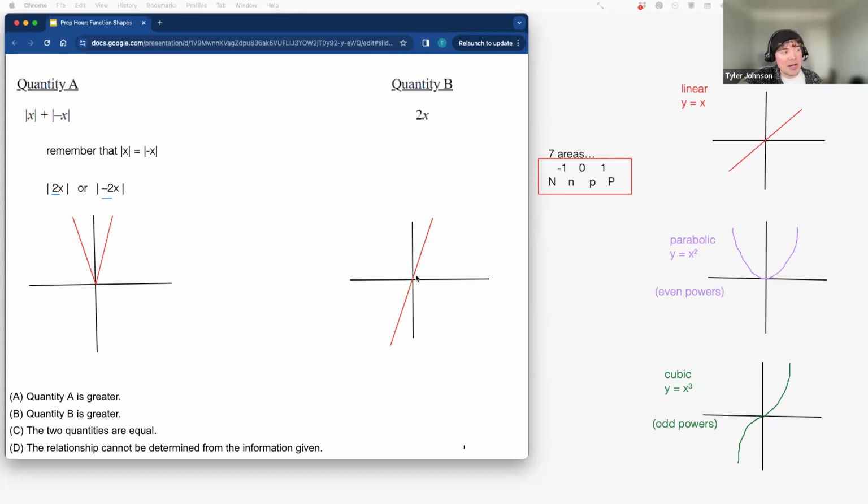So kind of like what we saw in the last problem, when I have positive values of x, these two are going to be equal to one another. But when my input is negative, that's where I get some differences. So the relationship is not consistent, and the answer will be D.